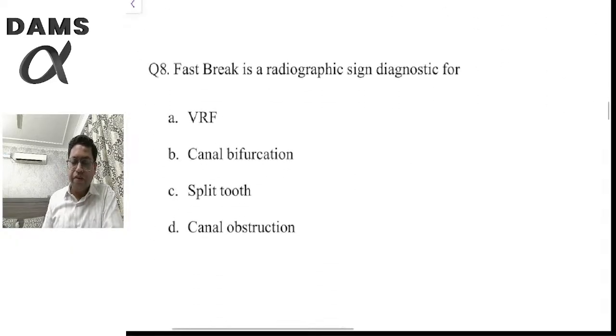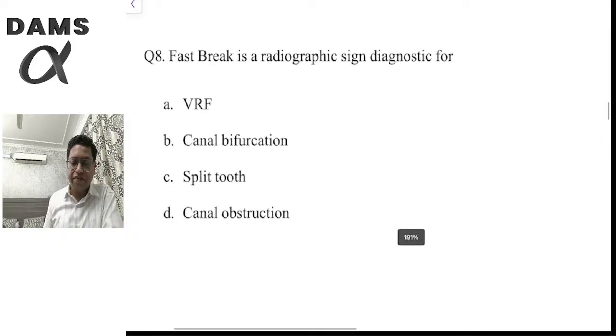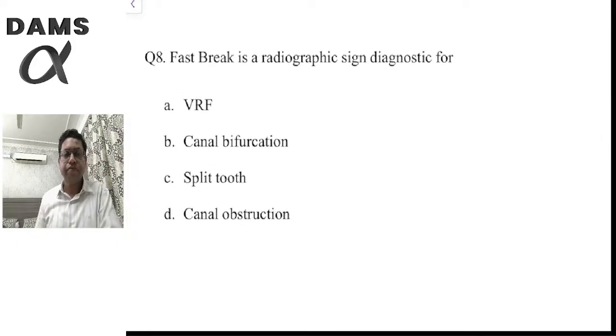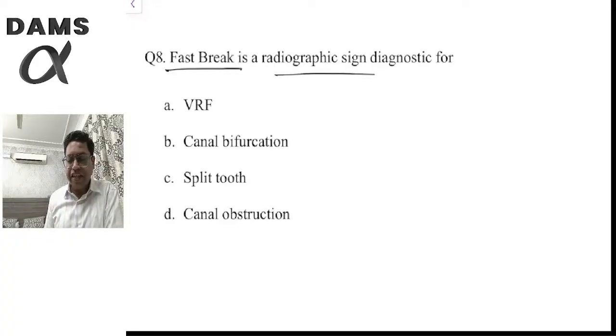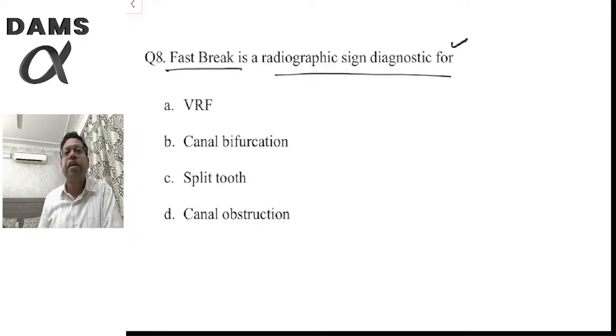Okay. Coming over to question number 8. The fast break is a radiographic sign that is diagnostic for VRF. VRF stands for vertical root fracture, canal bifurcation, split tooth, or canal obstruction. Now you should know what a fast break is.